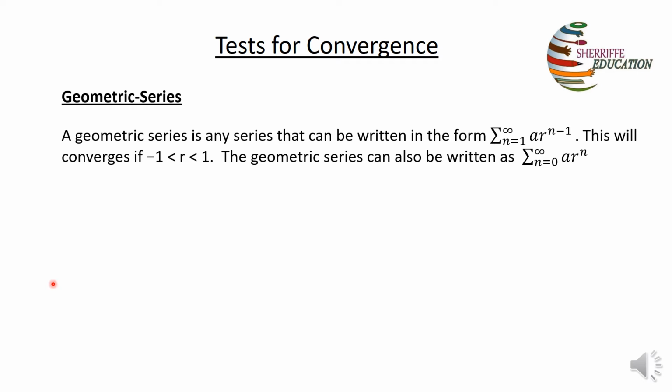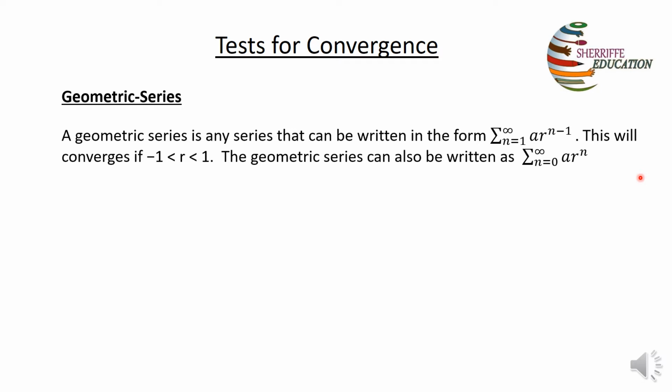So we have the sum from n is equal to 1 to infinity of ar raised to the n minus 1. So it's r that is raised to n minus 1. And this will converge if r is greater than -1 but less than 1.